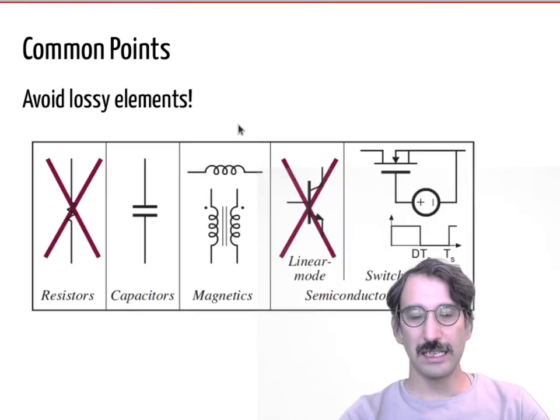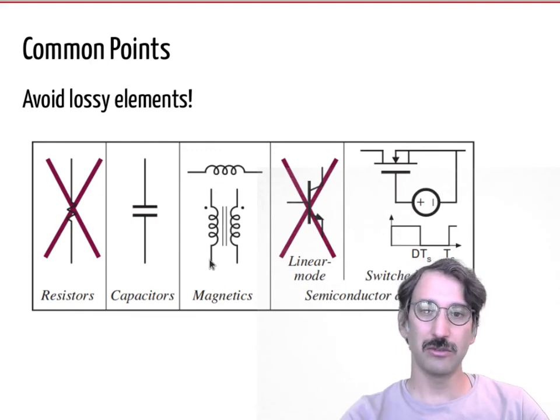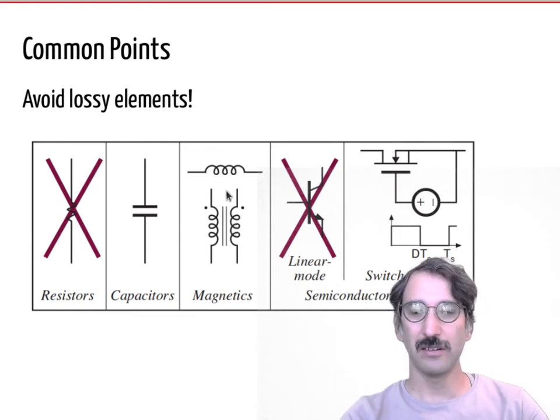So in power electronic devices we avoid using lossy elements. By lossy elements I mean using any kind of resistors or linear mode BJT transistors. They are all causing some power losses, so we don't want to use that kind of elements. On the other hand, we want to use capacitors and magnetics, inductors or transformers, and of course those transformers have some resistive components, but they are not directly resistive loads.